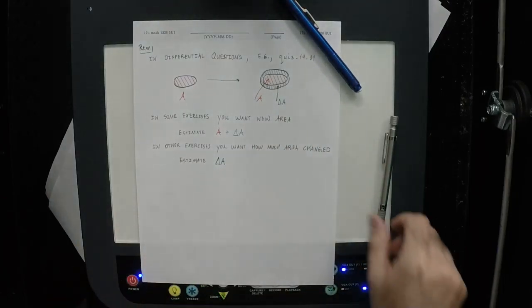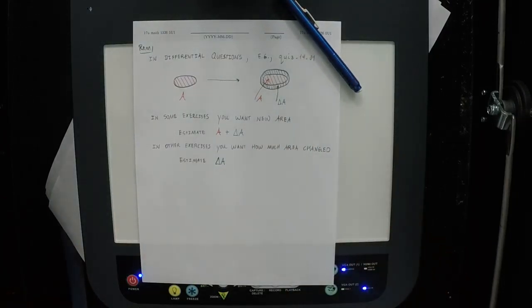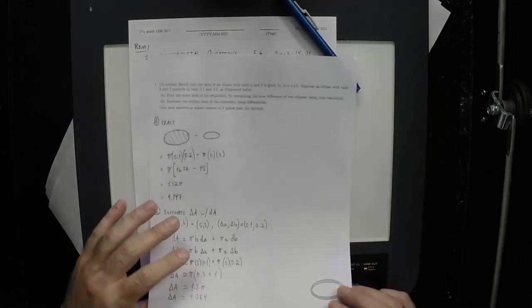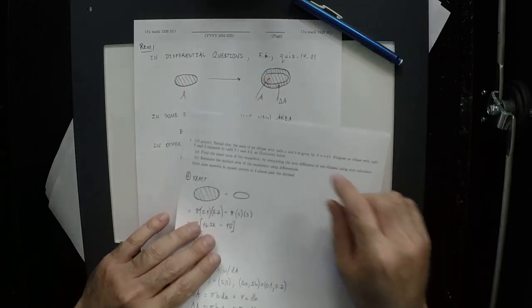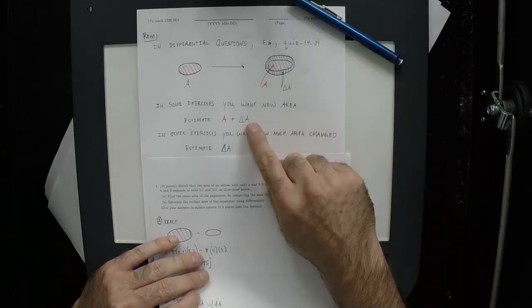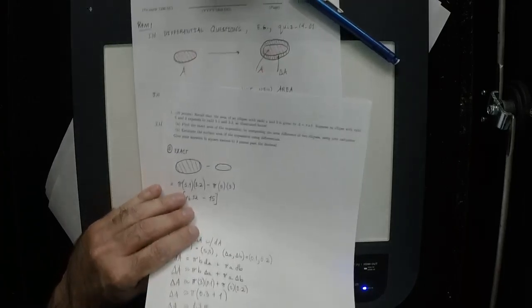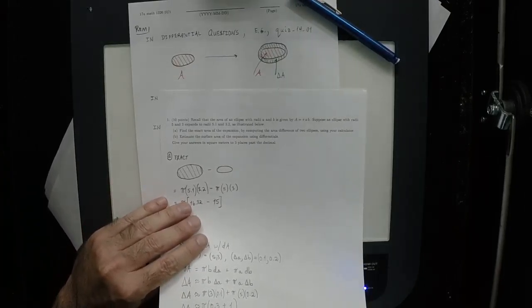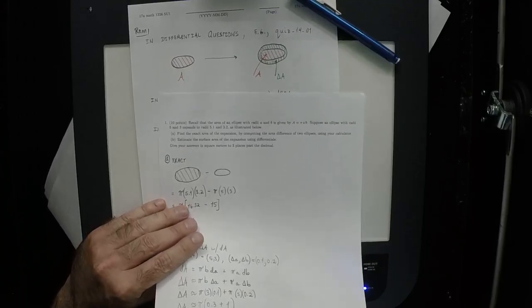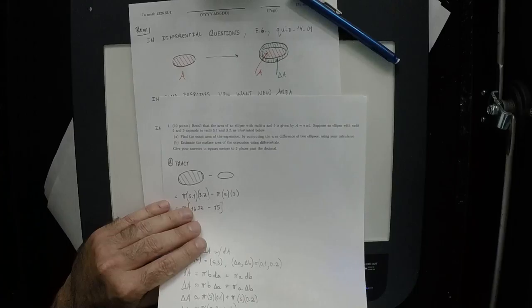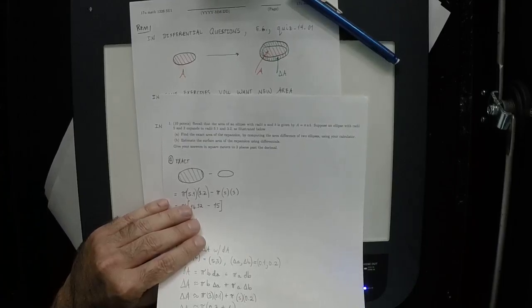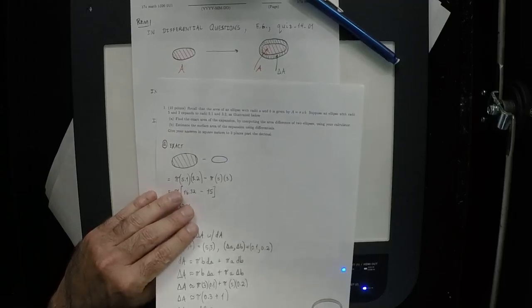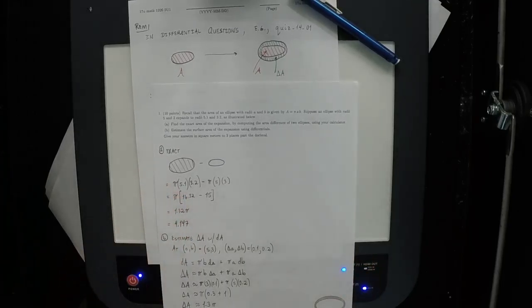So in quiz 14, question 1, what was it that we wanted? Do we want to estimate A plus delta A or delta A? So what did we want? Did we want A plus delta A or just delta A? We just want delta A. Why is it that we want just delta A? How can you tell?